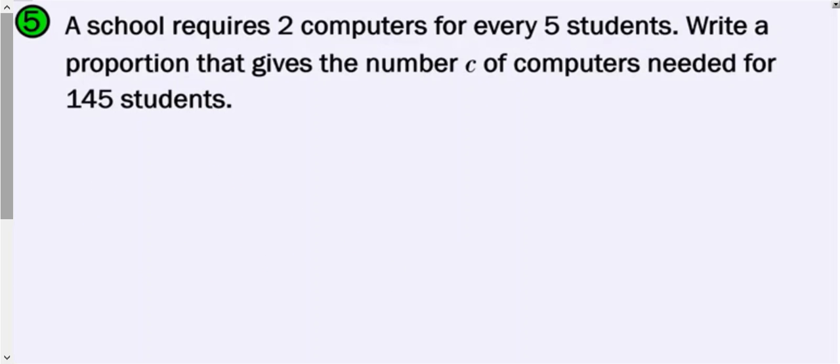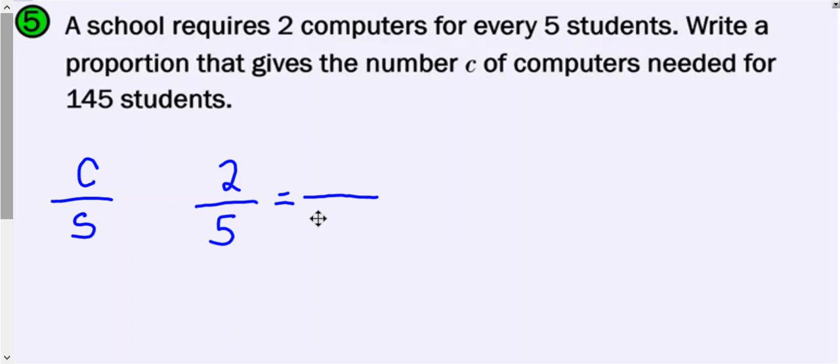Alright, here's another one. A school requires 2 computers for every 5 students. Write a proportion that gives the number of computers needed for 145 students. Our fractions are going to be computers over students, so I'll use C for computers and S for students. We know it's 2 computers to every 5 students, and we need that to be equal to 145 students, and we're trying to figure out how many computers we'll need.